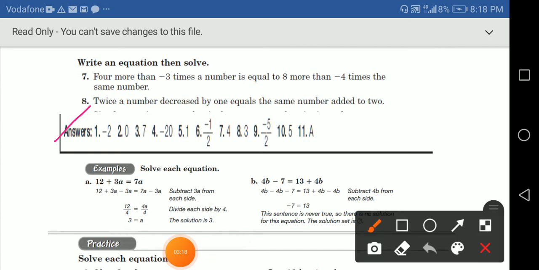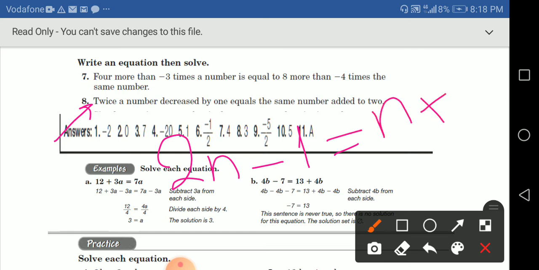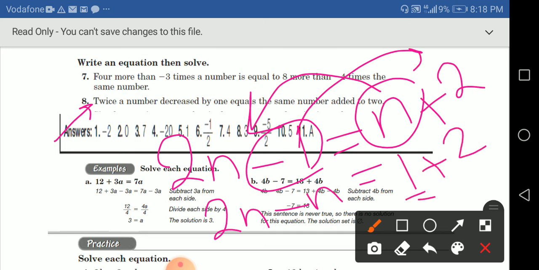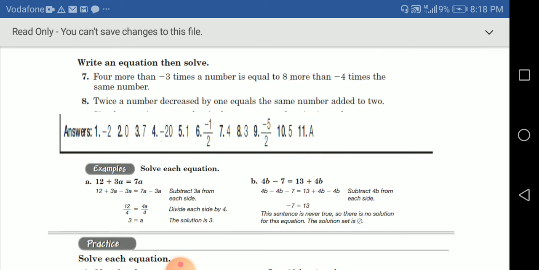But let's solve this. Twice a number decreased by 1 equals the same number, which is n, added to 2. This is easy. Let's solve this one. This n goes to the other side by a negative sign, 2n minus n. Negative 1 will go to the other side as positive 1. So we have 3 on one side, and 2n minus n is just 1n. So n equals 3.